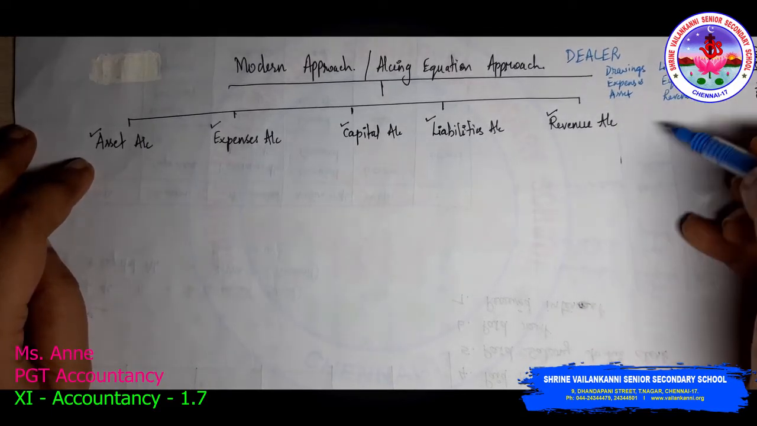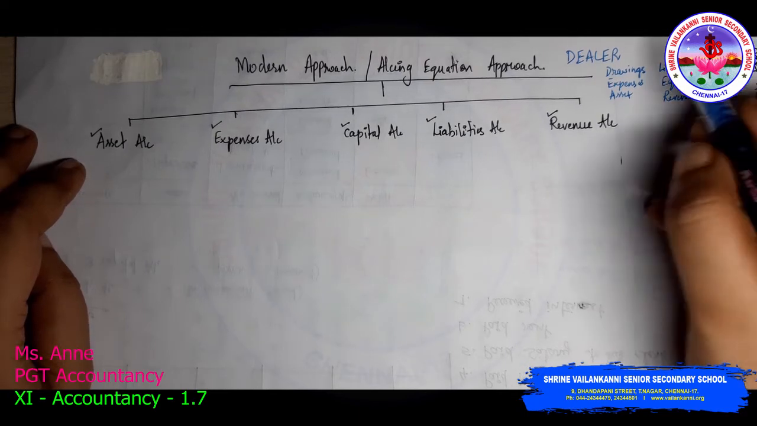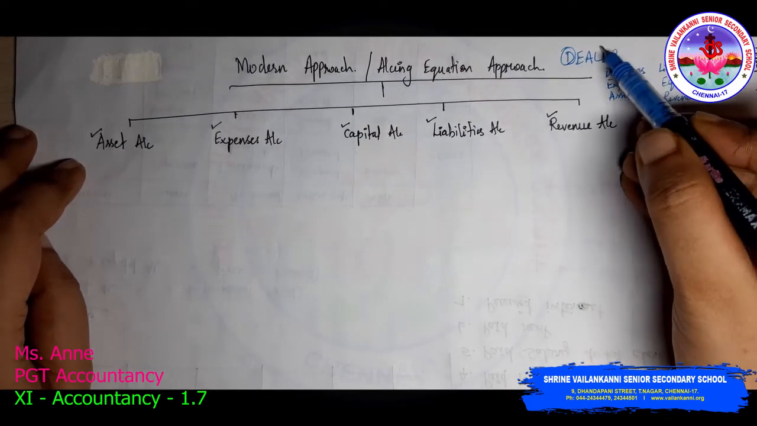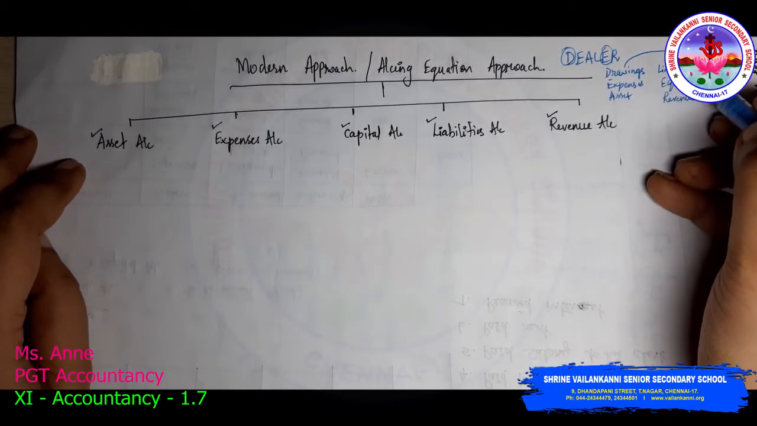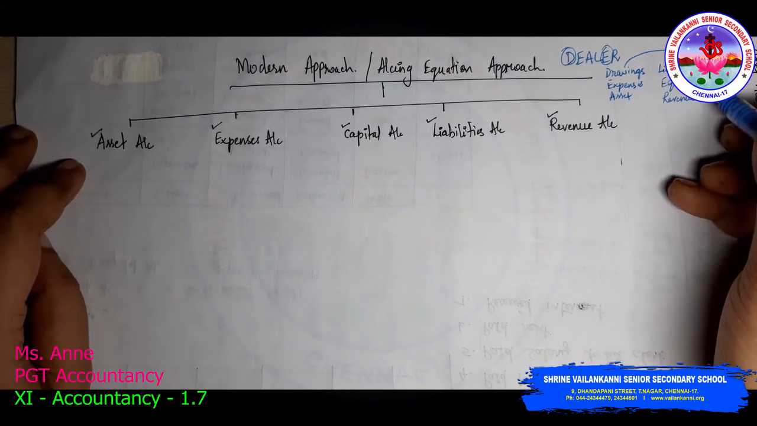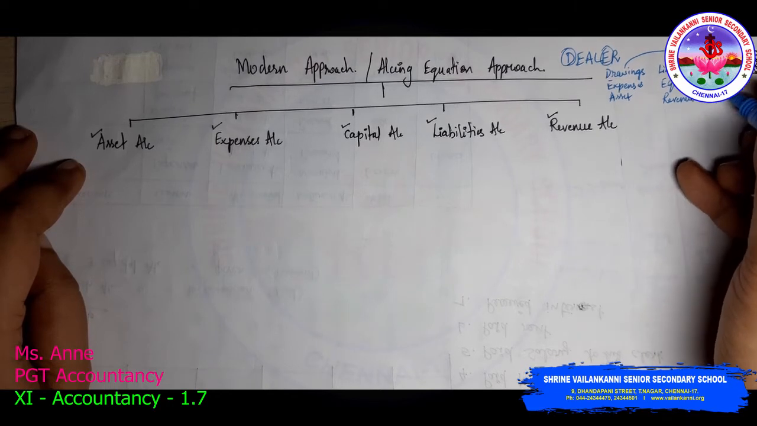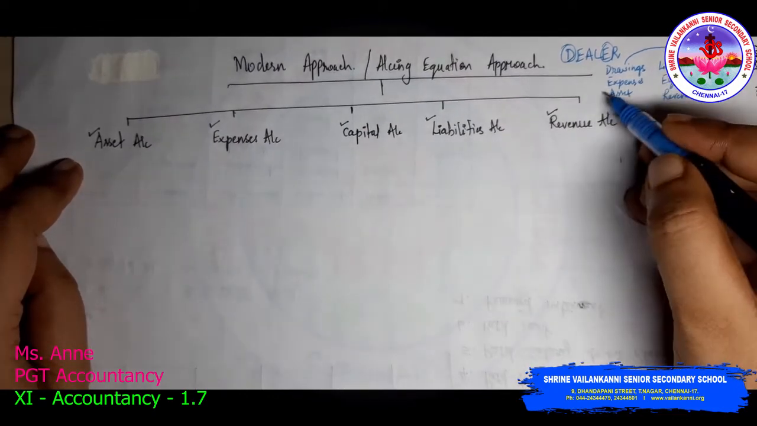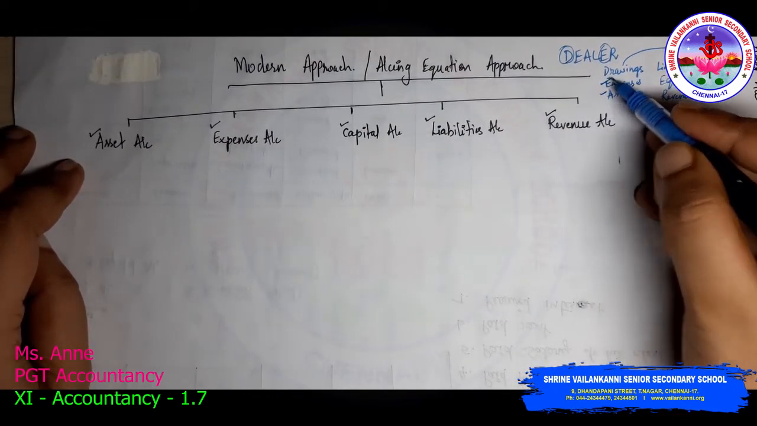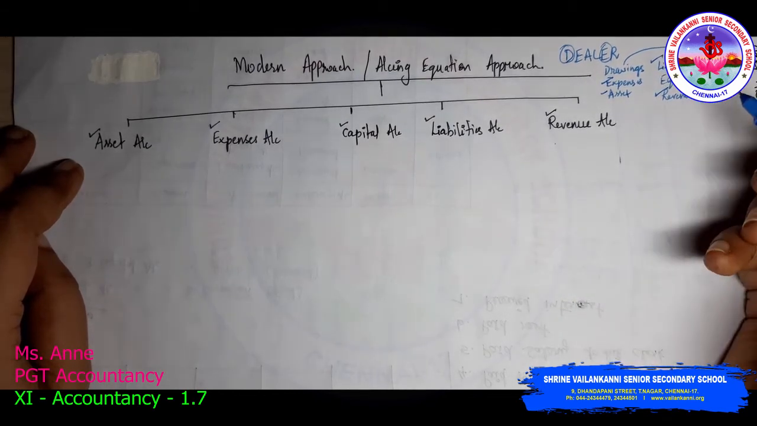Okay, so what we are going to do is merge certain terms. Drawings and equity we are going to merge. These two can be represented in one particular account called capital. The other terms, asset, expenses, liability, and revenue, remain here.